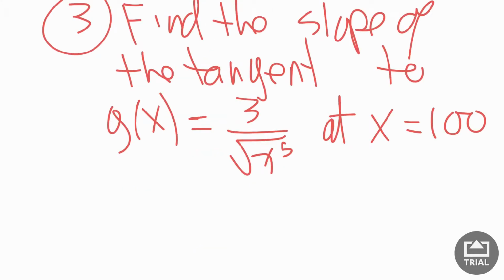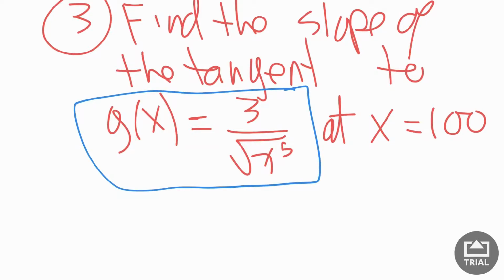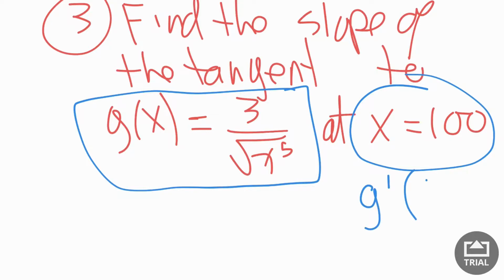Okay, and here's our last example. Find the slope of the tangent to this function right here, g of x equals 3 over the square root of x to the 5th, when x equals 100. So I'm evaluating the derivative. So this is g prime at 100. What is the slope of that graph? The IROC, the instantaneous rate of change. What is the value of the derivative? These all mean the same thing.